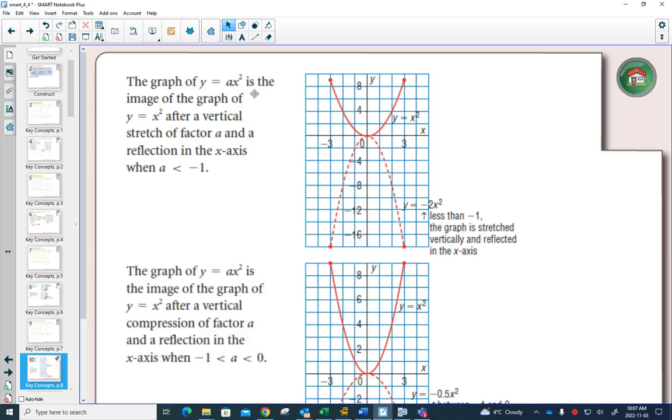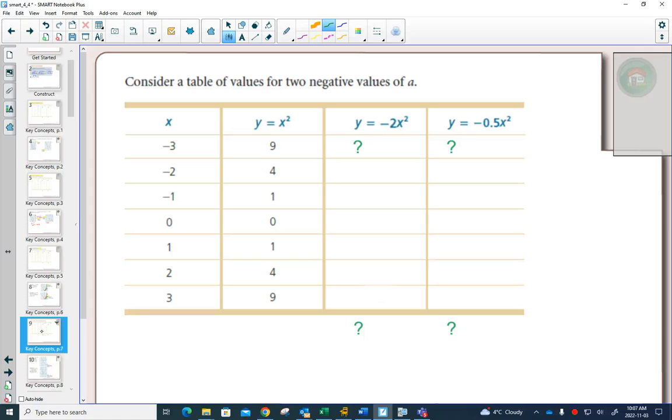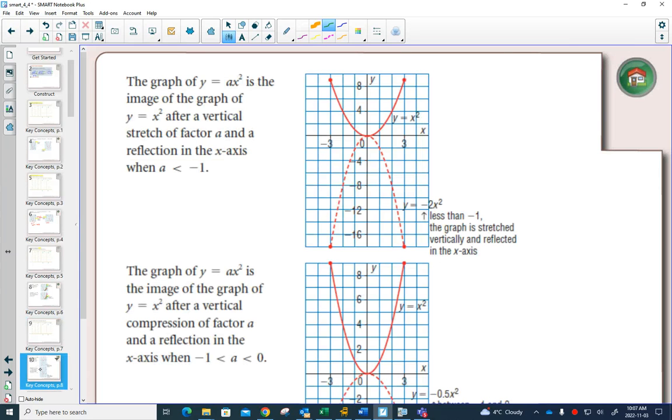Next thing we look at is what happens if you involve a negative. Oh, and I probably have something to highlight. Oh, is there nothing to highlight on this one? No, they just included it in the A value. So if I have a negative in front, it flips it.